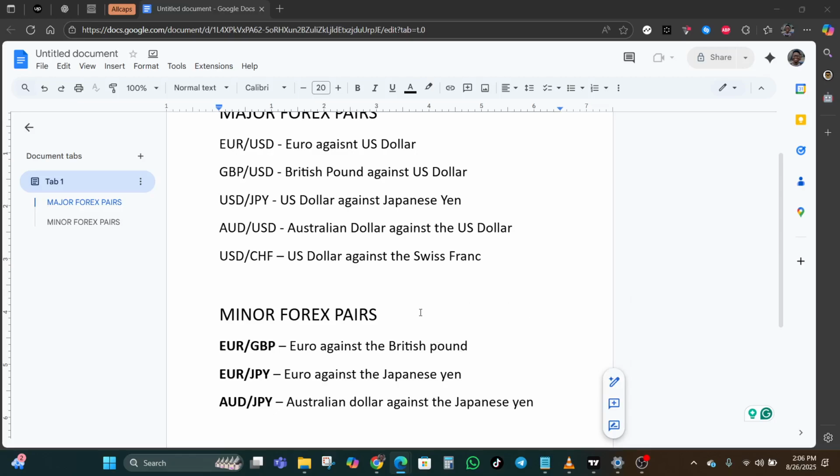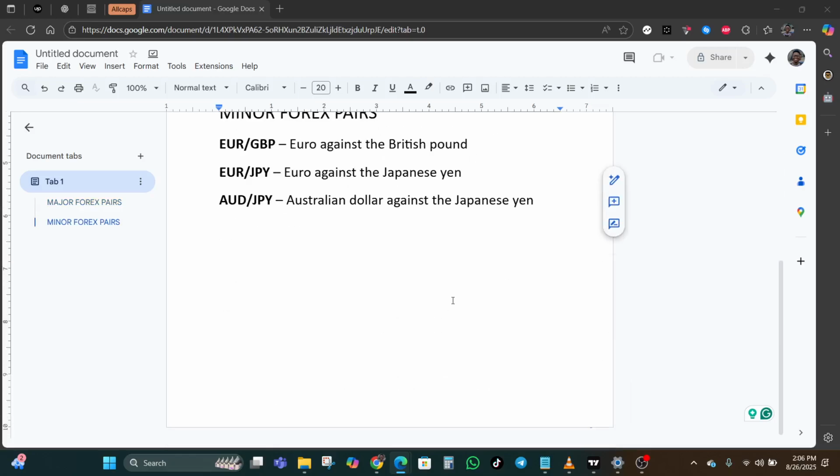There are a variety of minor Forex pairs. They are popularly traded, but they do not include the US dollar. You can even list them yourself. I'm just listing a few of the most common ones. The AUD is popular for traders who like volatility and trends. Minors actually offer good opportunities, but spreads are usually a bit higher than the majors.